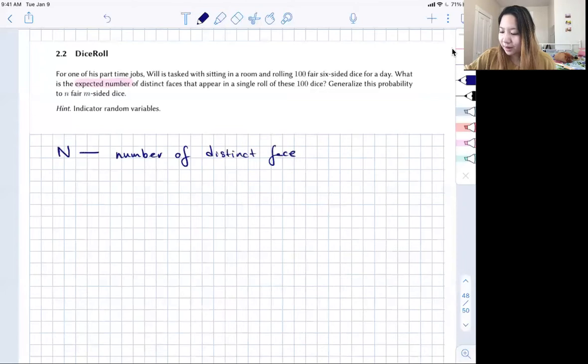So first, note that n can go from 1 to 6. We can't have more than 6 distinct faces because there are only 6 sides of a die. We could have different multiplicities of each face. We could have 100 6s, or we could have 100 5s, and each one of those would just condense to one distinct face. We only have 5s in this roll or 6s in this roll. So that's a hint that we want to represent n as the sum of 6 indicator random variables.